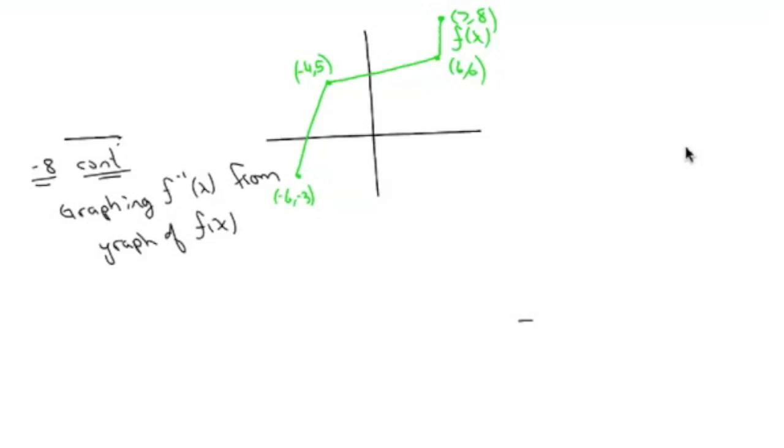So negative 6, 3 becomes 3, negative 6, someplace down here. Negative 4, 5 becomes 5, negative 4, someplace over here. It's not going to be perfect, but oh well. 6, 6 is going to stay right there. And then 7, 8 becomes 8, 7, someplace over here. So you get a graph that looks like this, and that would be the inverse function. So this picture, the blue part, is f inverse of x.